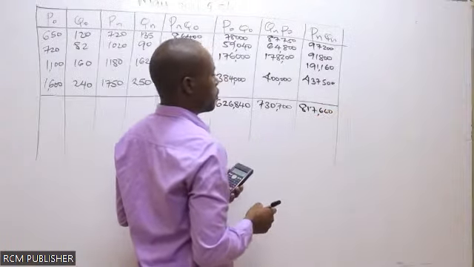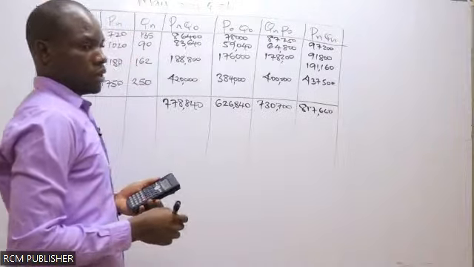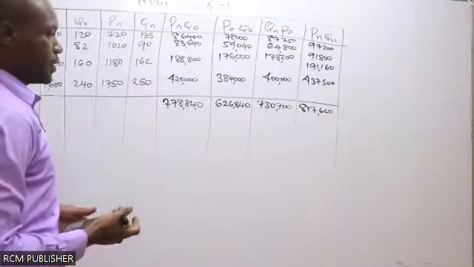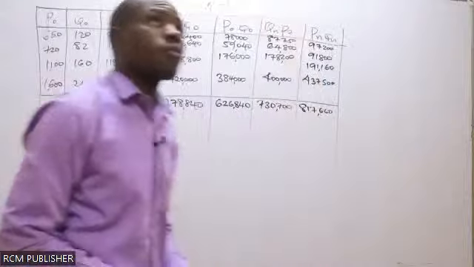PNQN, 817,660. So let's now get to the question.